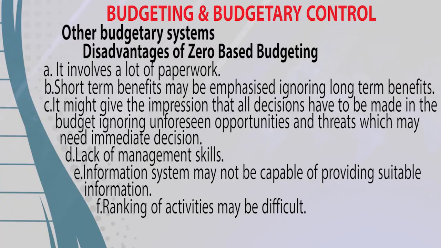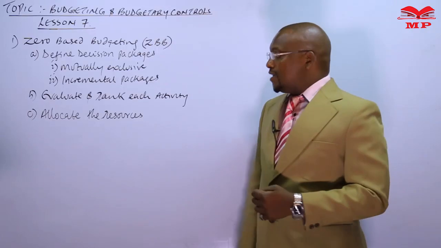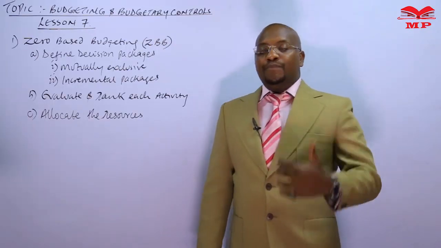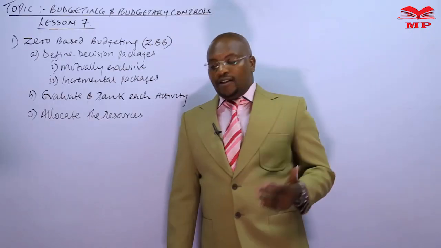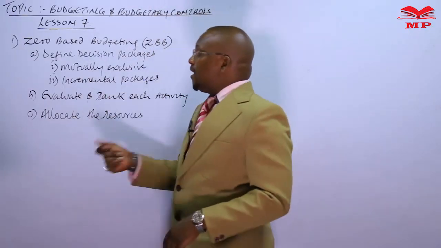Also, we may have problems of qualitative activities rather than quantitative. If it's quantitative, it's simple to rank and be able to allocate. But for qualitative ones, like employee motivation, staff welfare, and other qualitative situations, it may be a problem to rank. Those are the advantages and disadvantages of zero-based budgeting.